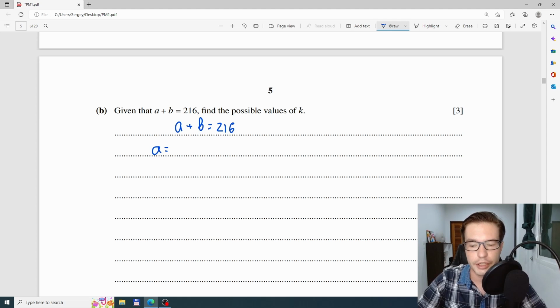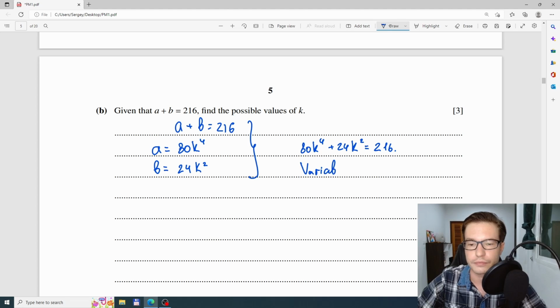We know that a equals 80k to the power 4, and we know that b equals 24k squared. So all in all, that gives us 80k to the power 4 plus 24k squared equals 216. And we have to solve this equation for k. Let's use the variable change and say that k squared equals t. So we have a new equation, but now it's simpler. It's going to be quadratic.